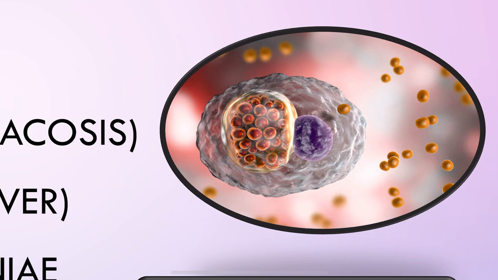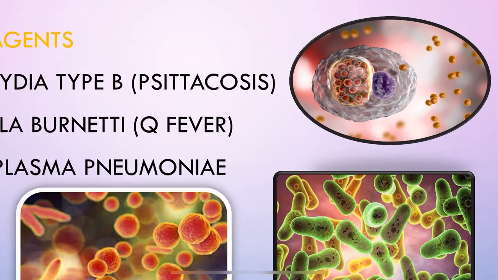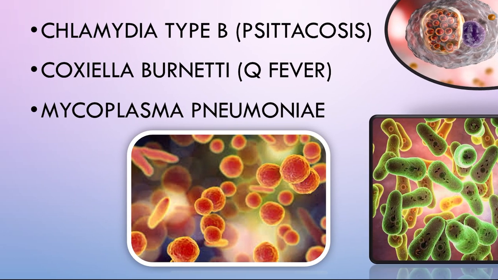It is usually transmitted to humans through infected birds like poultry and parrots, and it can be contracted by inhaling dried droppings, feather dust, or the respiratory secretions of the birds. It is transmitted to humans through poultry.